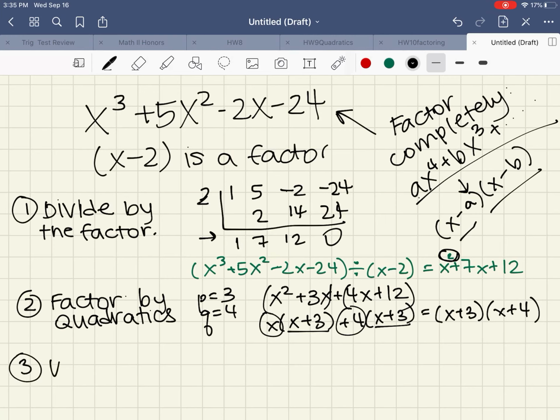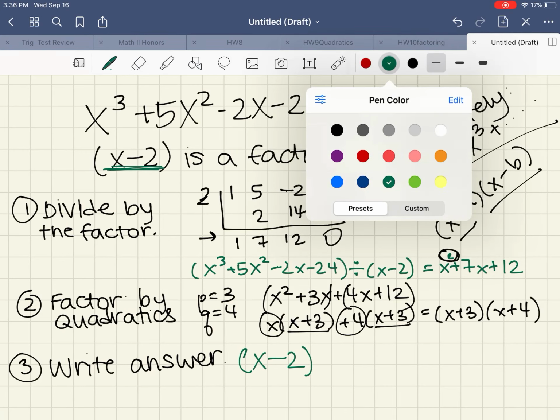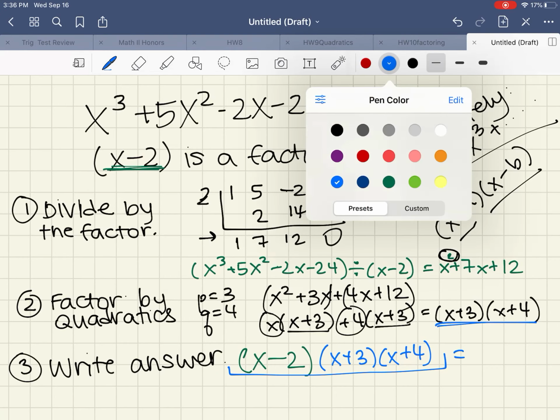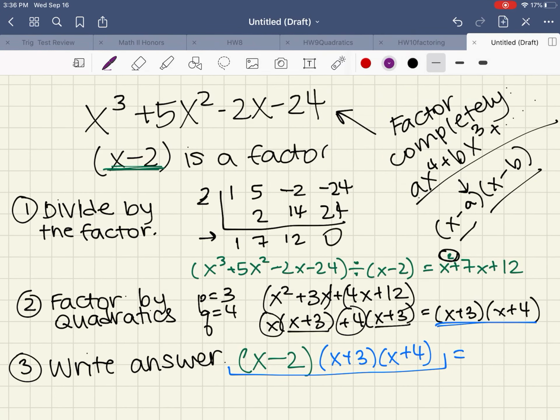My third step is to write the answer. I already knew that x minus 2 is a factor because that was given to me over here. But now I can write these two factors, x plus 3 and x plus 4, because all I did was take out x minus 2 before and then factor what was left. This whole statement is the same thing as saying x cubed plus 5x squared minus 2x minus 24.